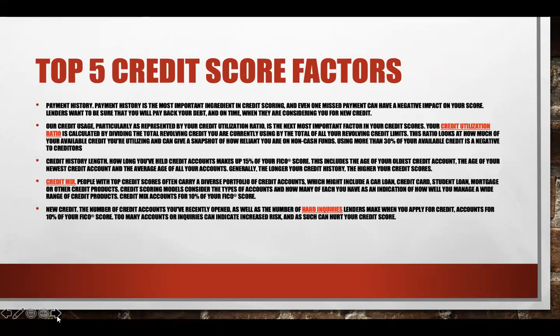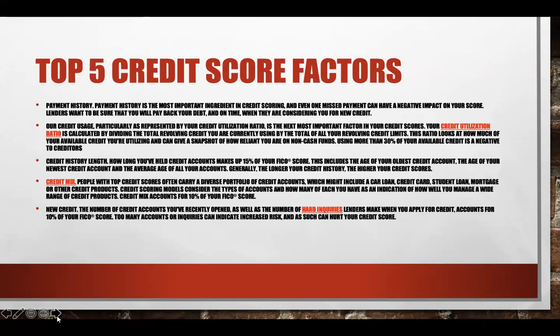Credit usage, particularly as represented by your credit utilization ratio, is the next most important factor in your credit scores. Your credit utilization ratio is calculated by dividing the total revolving credit you are currently using by the total of all your revolving credit limits. This ratio looks at how much of your available credit you're utilizing and can give a snapshot of how reliant you are on non-cash funds. Using more than 30% of your available credit is a negative to creditors.